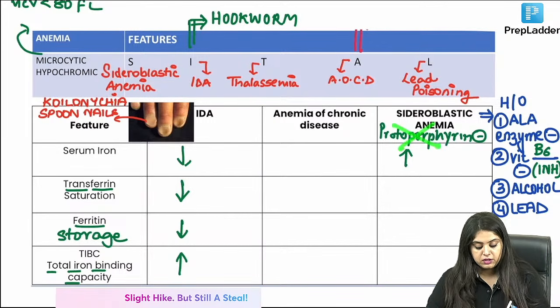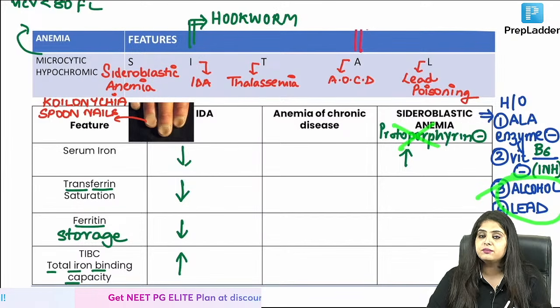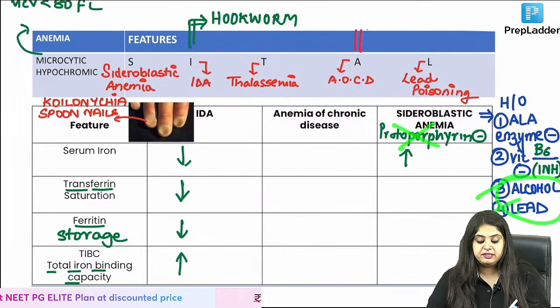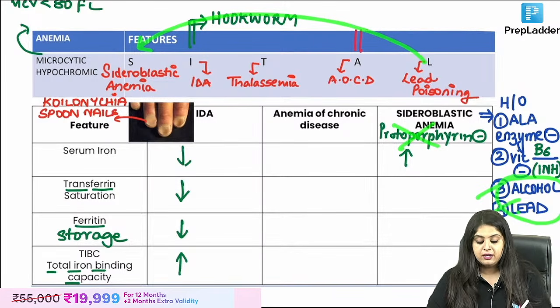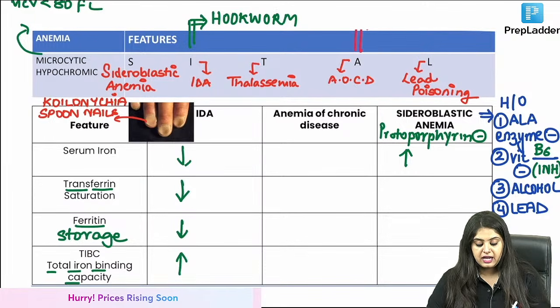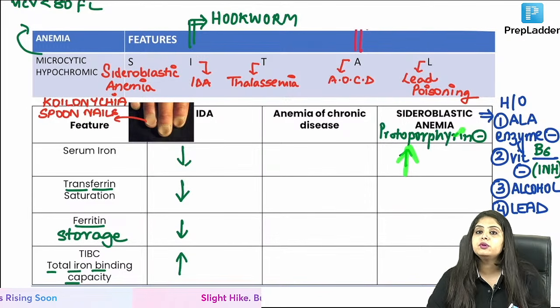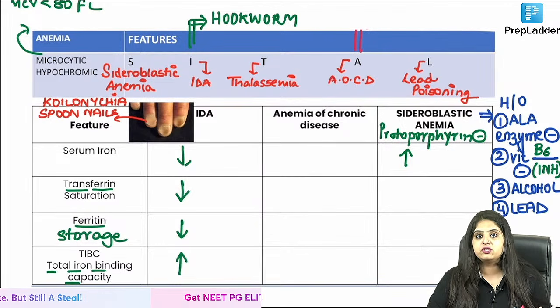Further, this pathway will not occur if there are two poisonings. One is if there is excessive alcohol consumption. Second, lead poisoning. That is why I told you lead poisoning is ultimately a type of sideroblastic anemia. Whatever may be the situation over here, now the story is that iron is in a lot of excess, but this poor protoporphyrin has not come. That is why hemoglobin is not formed and patient has anemia.